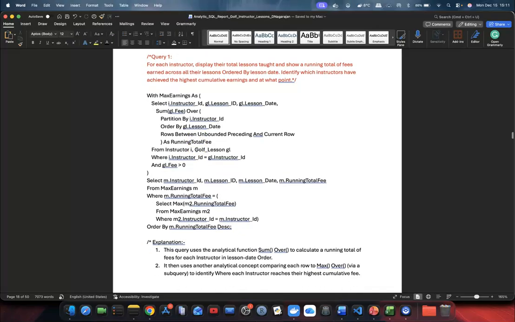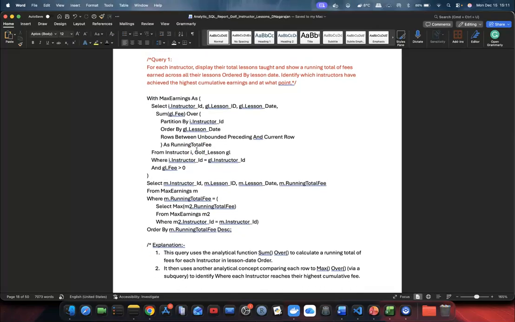I'm about to explain a query which is a difficult one with the use of analytical functions. For each instructor, display their total lessons taught and show a running total of fees earned across all their lessons ordered by lesson date. Identify which instructor has achieved the highest cumulative earnings and at what point. So this is our question.